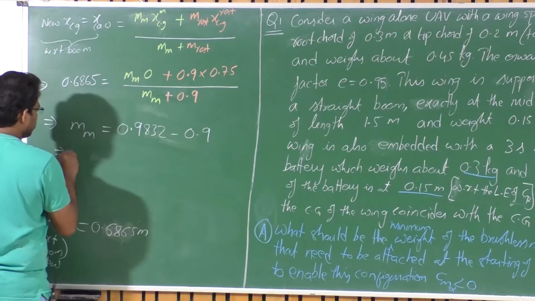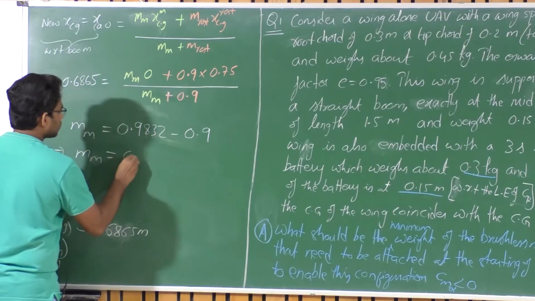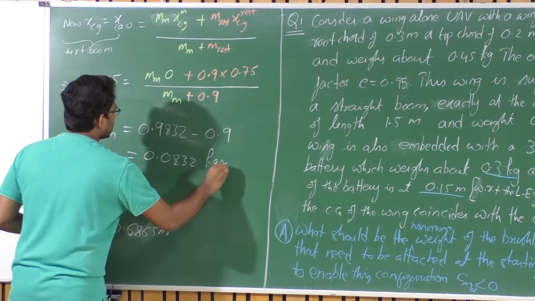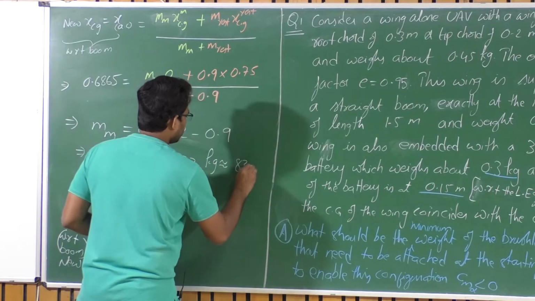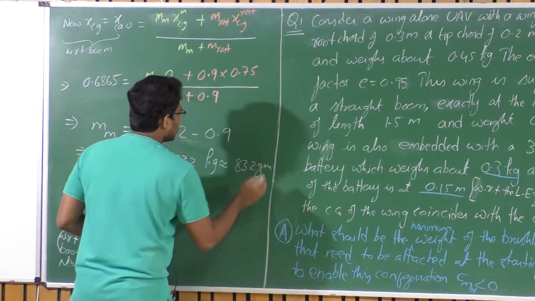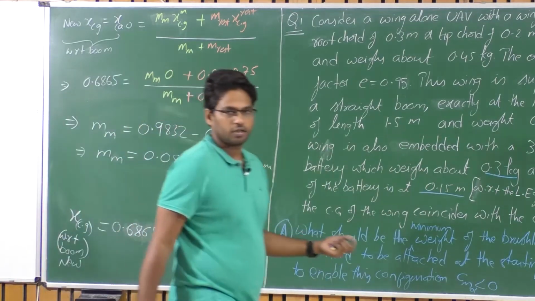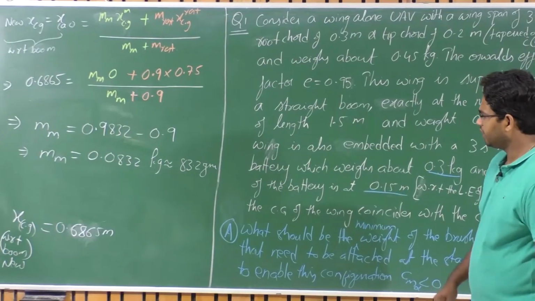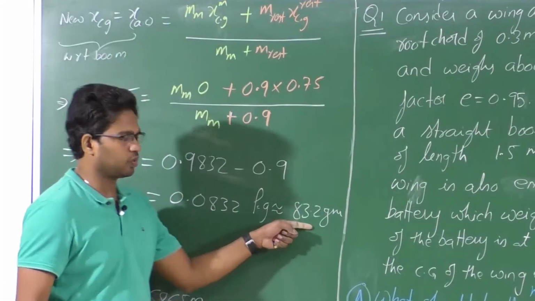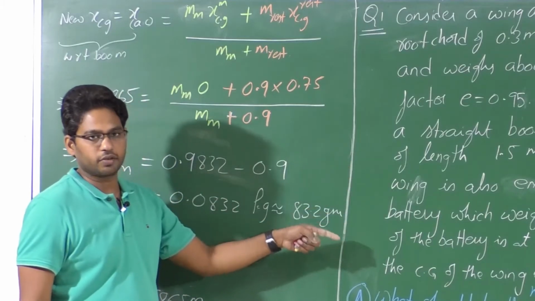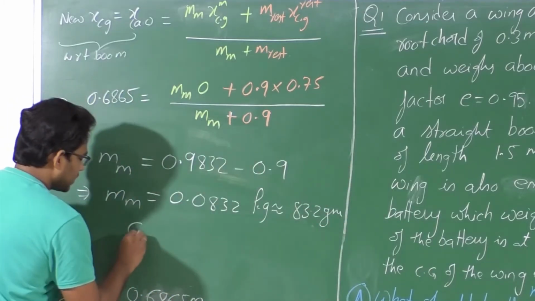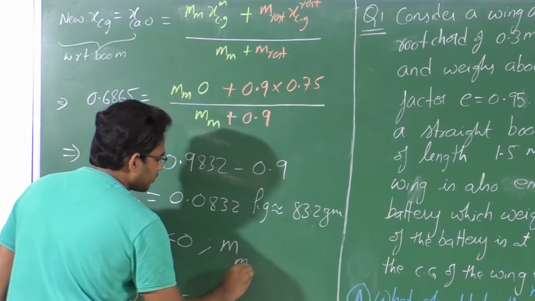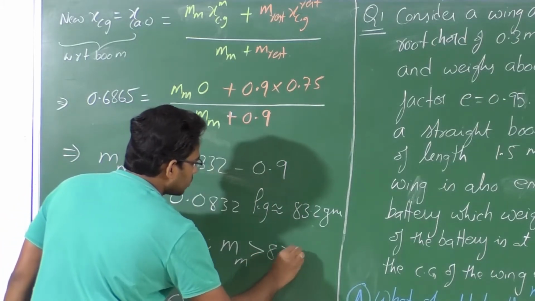So this mass of the motor is equal to 0.0832 kg, which is approximately 83.2 grams. So you need to at least choose a motor which weighs about 83 grams in order to make Cm alpha 0. And anything more than this 83.2 grams makes it negative, right? So to make Cm alpha less than 0, I need a motor of mass greater than 83.2 grams.